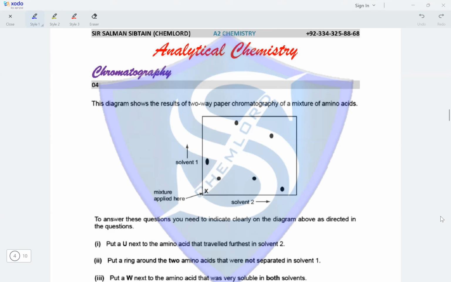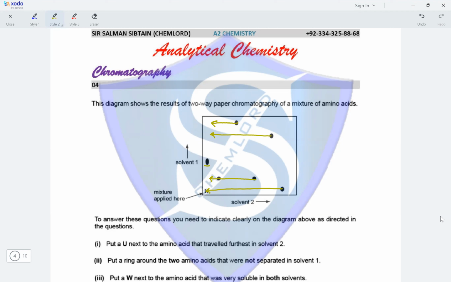So the positions of the spots when only solvent 1 was used would be: this spot would be on the X. These two spots would be on the same position here. This third spot would be exactly where it is right now. The fourth spot would be here, and the fifth spot would be here. So these are the positions of the spots relative to use of only solvent 1.